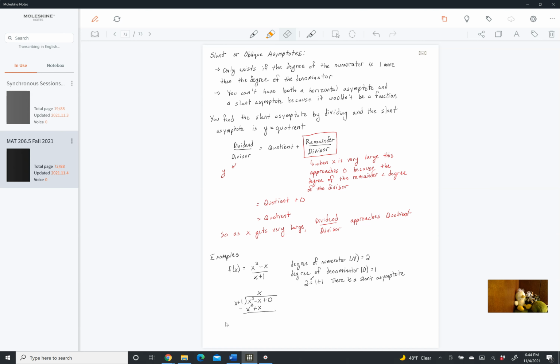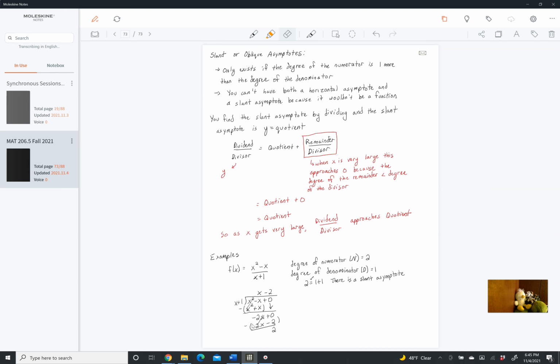Our next step is to subtract. The x squared cancels. Negative x minus x is negative 2x. We're not done. We have to carry down the plus 0. So don't forget about that plus 0 at the end. How many times does x go into negative 2x? Negative 2 times. Distribute. Negative 2 times x is negative 2x. Negative 2 times 1 is negative 2. This cancels. We're subtracting this whole thing. And you get 0 minus negative 2, which is 2.